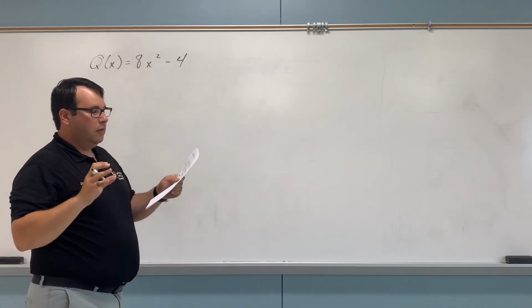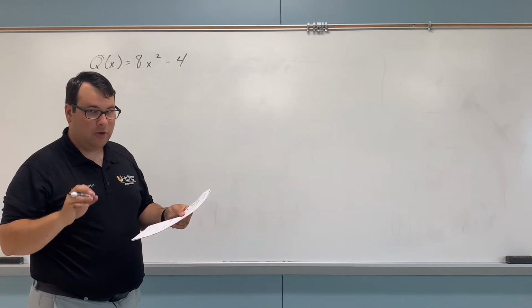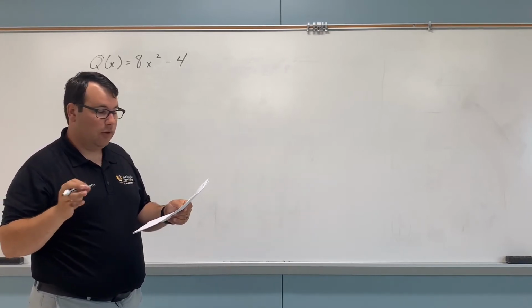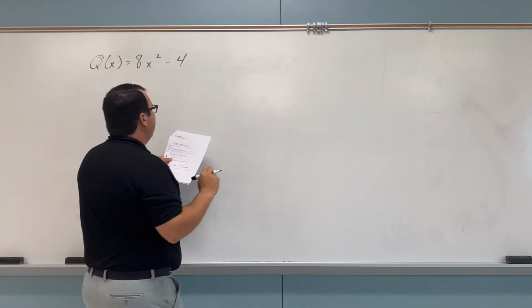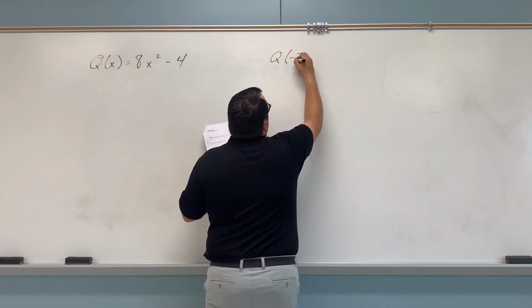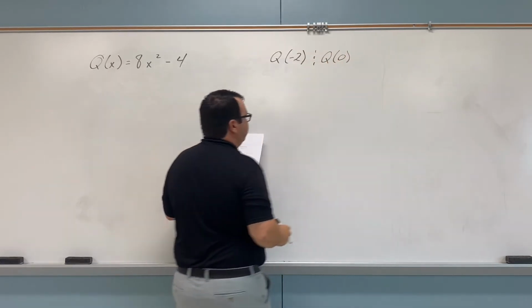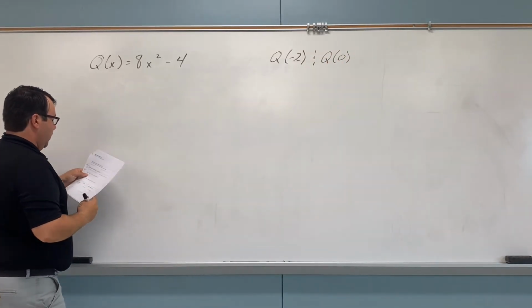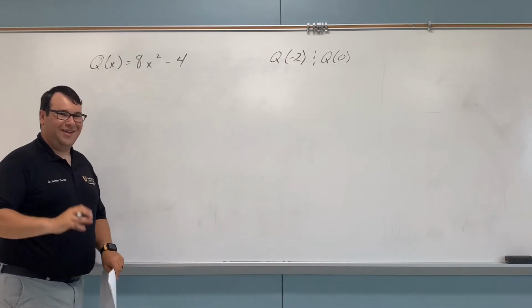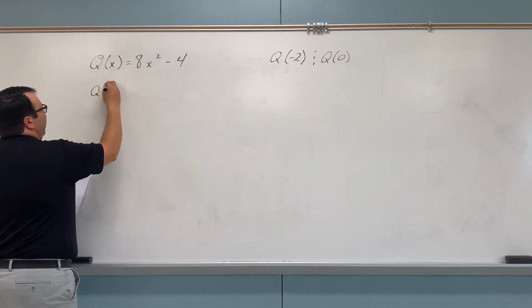And it says find q to the negative second, find q when x is -2, or q of -2, and find q of 0. So find q of -2 and q of 0. Good. I found them. There they are. Just kidding. All right, what we're going to do is plug in our values.